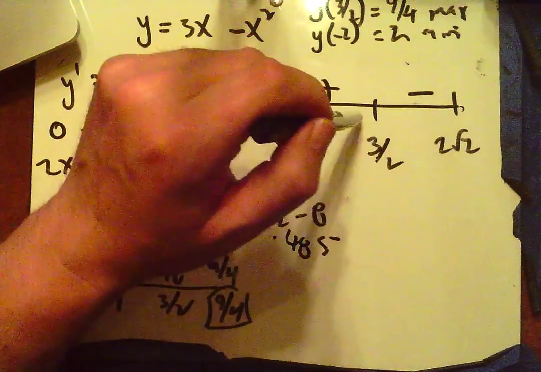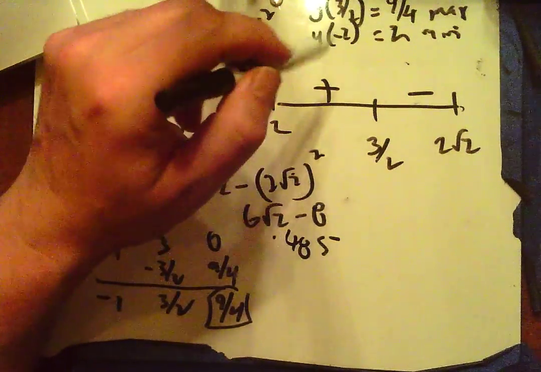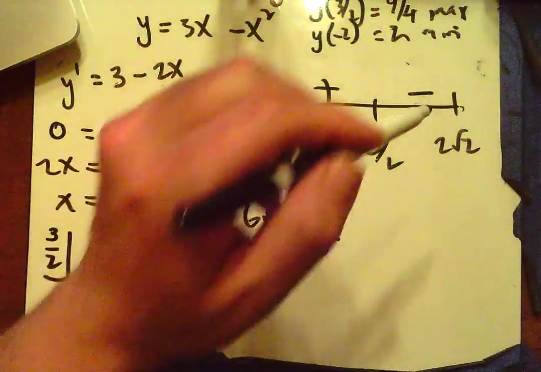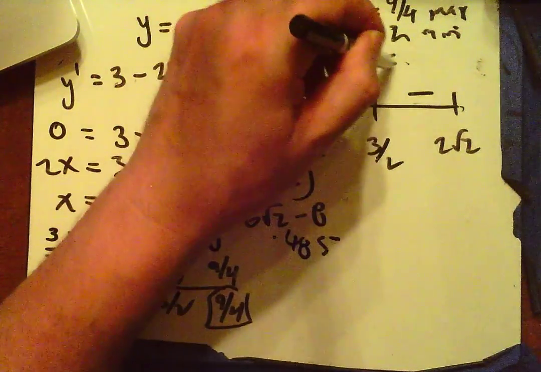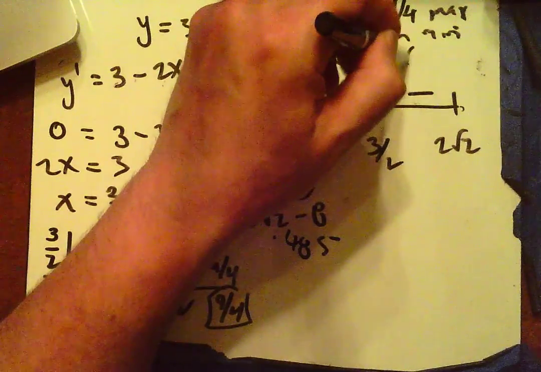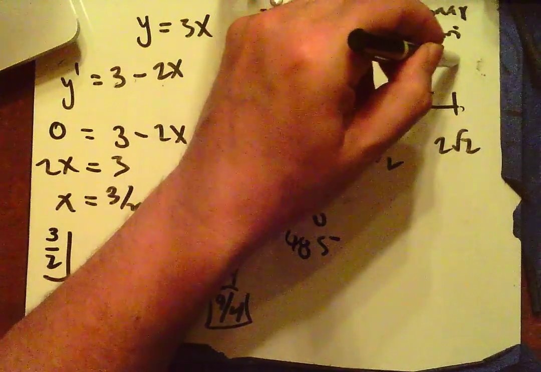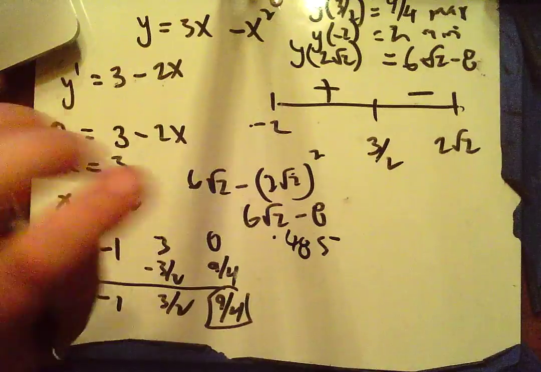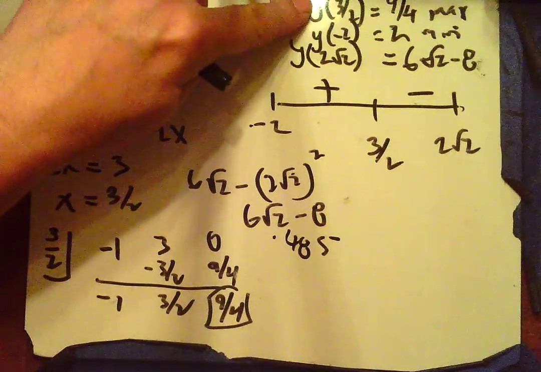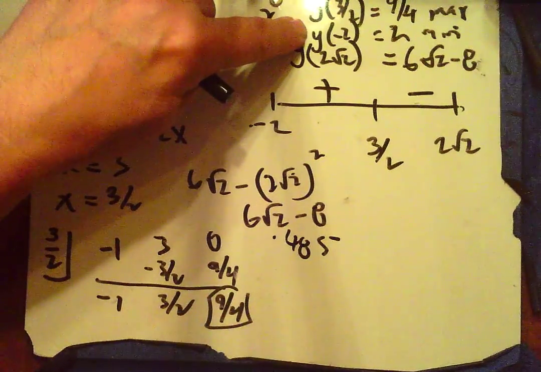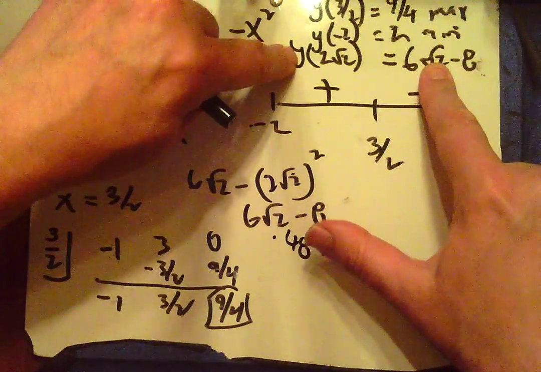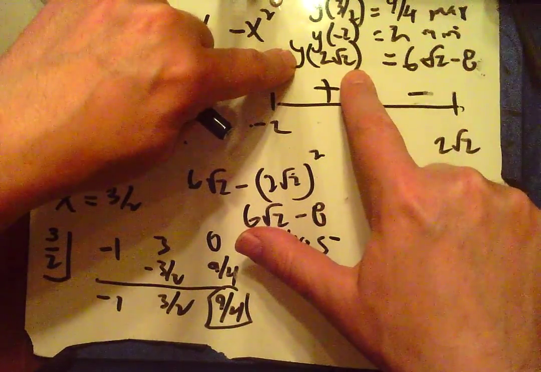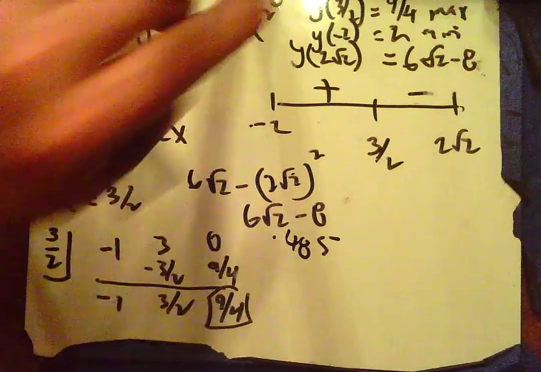Because it's on the other side. Oh, yeah, I definitely agree with that. So y of 2 root 2 is going to be 6 root 2 minus 8. Okay. This minimum here is higher than the 0.485 minimum here. So this is my absolute minimum, and there's my absolute max.